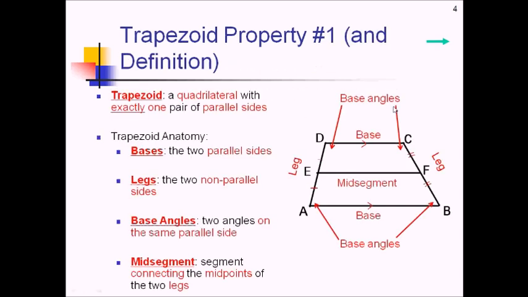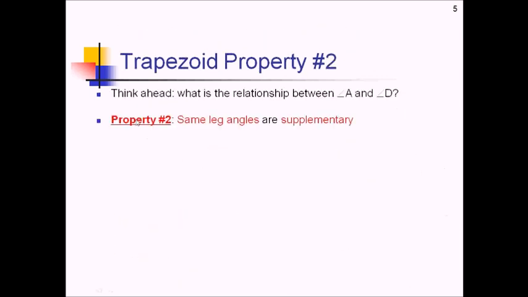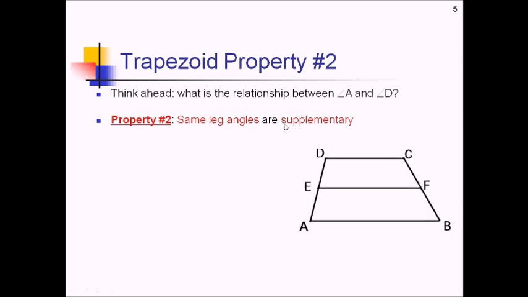For our second property, we're going to do a little think ahead here. Take a look back at that last diagram on page 4, slide 4, and see if you can figure out the relationship between angles A and D. Think you've got it? So this leads to our second property. The same leg angles of a trapezoid are going to be supplementary. So if angle D is x, then that means angle A is going to be 180 minus x. And this comes from the fact that you just have two parallel lines with a transversal. A and D, those are consecutive interior angles. Same thing with C and B. So if this is y, this will be 180 minus y.